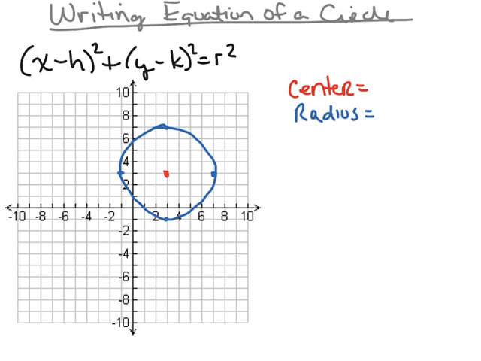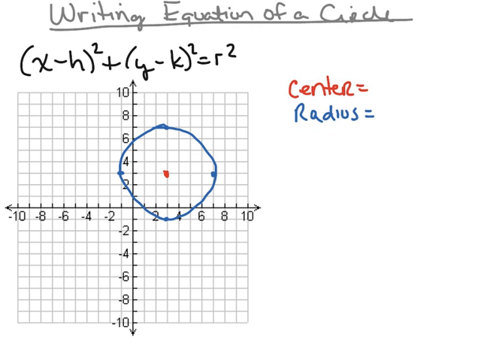Alright, in this video we'll be looking at writing the equation for a circle. Let's not forget the equation for a circle is (x − h)² + (y − k)² = r². So in order to write an equation for a circle, you're going to need to know two things. You're going to need to know where the center is and what the radius of that circle is.